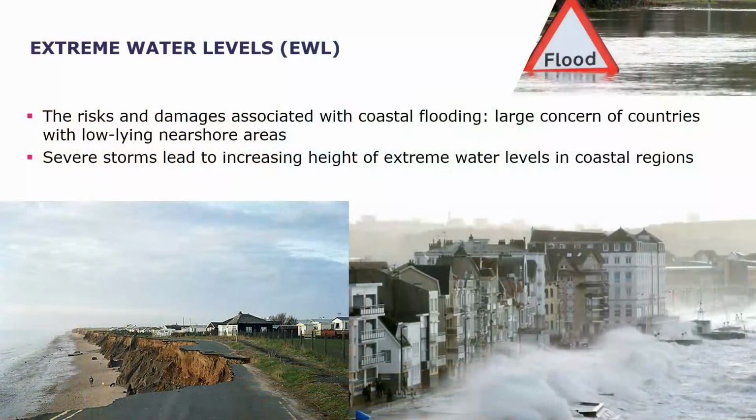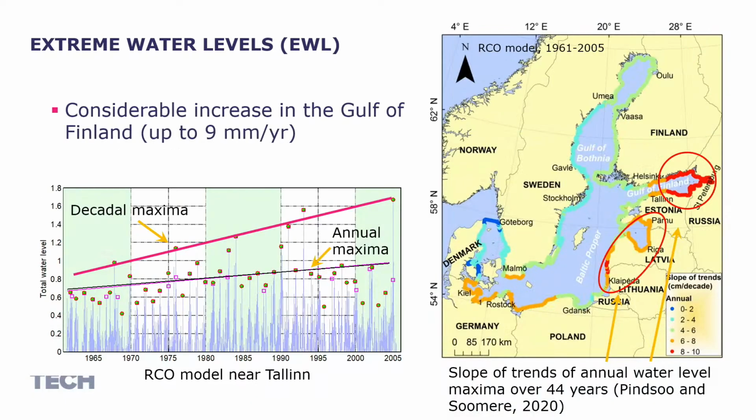The risks and damages associated with coastal flooding are a large concern of low-lying countries with extensive nursery areas. The impacts of severe flooding events include loss of infrastructure, extensive coastal erosion, loss of land, and even loss of life. The modeled annual maxima in the Eastern Baltic Sea has shown a remarkable increase, and the increase has been the highest in the eastern Gulf of Finland and in the Gulf of Riga. And this pattern leads to the question: what is behind this kind of increase of extremes, is this pattern going to continue, and how will it be spatially distributed?